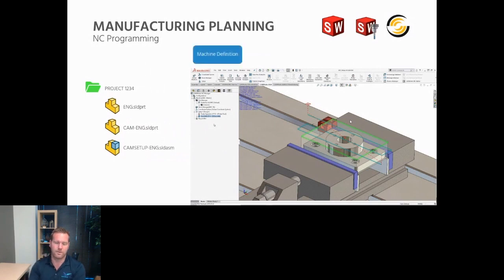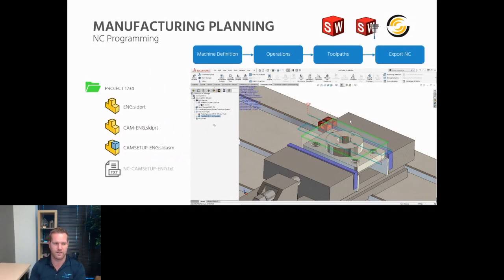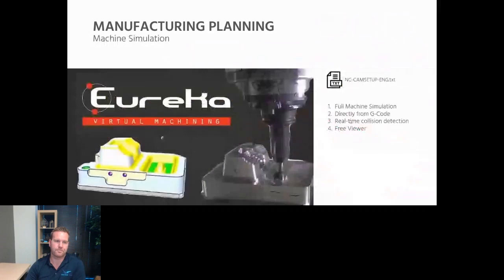And so right directly within SOLIDWORKS in the add-in, you go through the process of defining your machine, you define your operations, doing some feature recognition there with the actual solid model. You write your tool paths, and then you would export your NC file. And that's just going to be a text-based file with all of your G and M code on it that the machine controller is going to use to actually cut that part out. So now we've got another file in our library that I just gave an arbitrary name, NC CAM setup.txt.